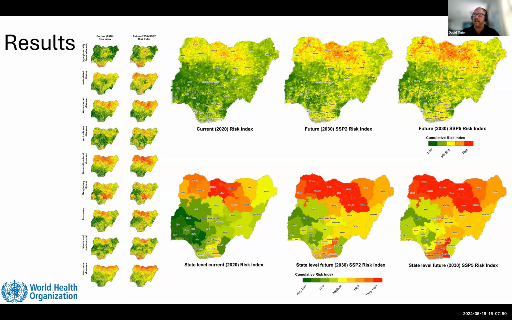FAO might come along and look at the malnutrition risk and see these are the areas that are highest at risk, and these are the areas we therefore want to intervene. Whereas government officials might come along and look at the very high overarching state level cumulative risk and say, based on this, these are the areas that we need to prioritize and strategize for. So there are different access points for these data.